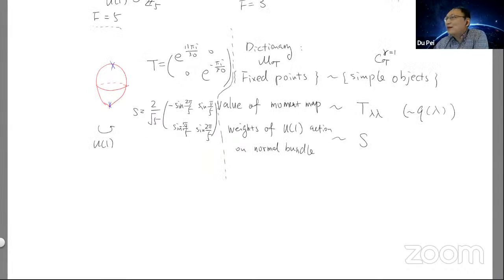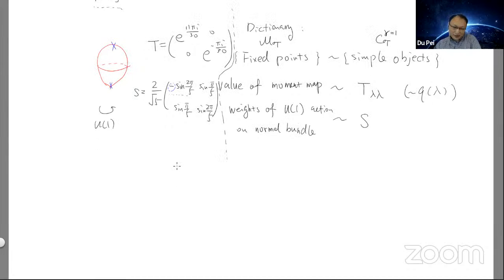So some of you may get concerned about the minus sign for this entry. Indeed, for any unitary modular tensor category, you should expect that you have a positive 0,0 component. But it turns out that this category is the Lee-Yang MTC, which is non-unitary.